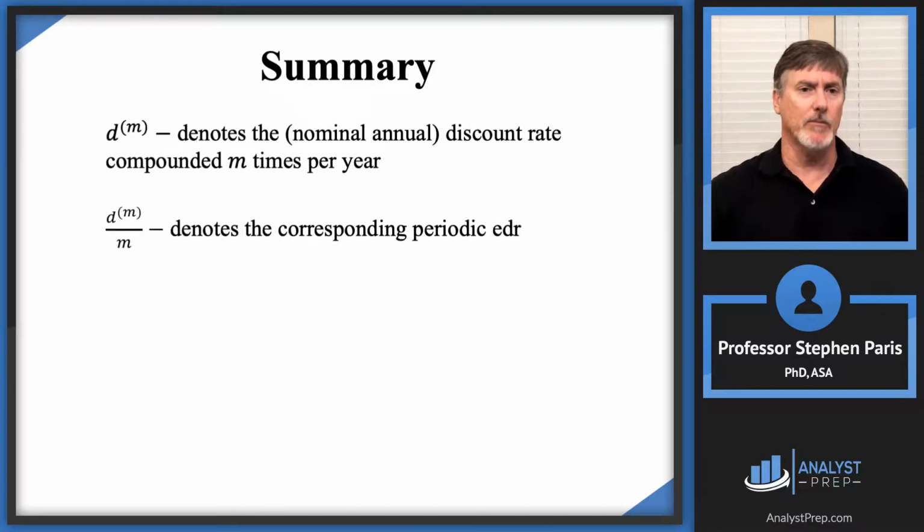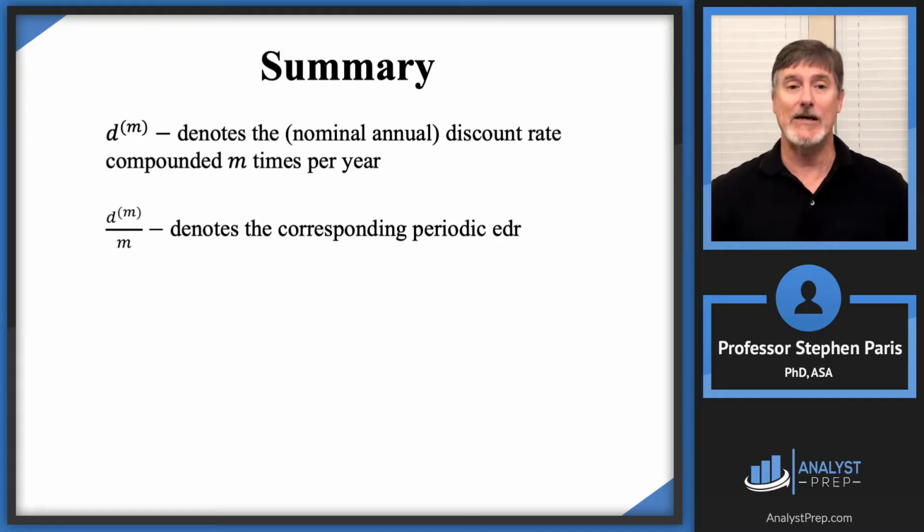Okay, so the summary. This is very similar to what we did before with nominal interest rates. When you have a nominal discount rate compounded m times per year, we denote that with a d upper m. Keep in mind it's always an annual rate. And then we divide that annual rate by the number of compounding periods per year. In other words, divide that annual rate by m, d upper m over m will give us the periodic effective discount rate.